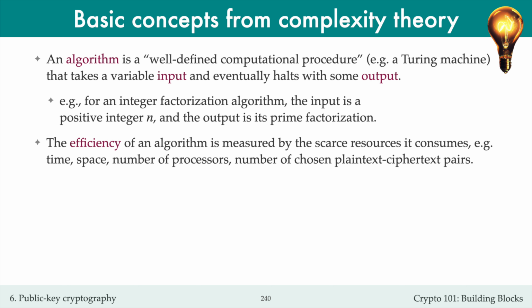The efficiency of an algorithm is measured by the scarce resources it consumes. Usually, we measure time, but sometimes we also measure space, the number of processors, the number of chosen plaintext ciphertext pairs, and so on. In today's lecture, the measure of efficiency will be time. Now, in general, one can expect that the bigger the input to the algorithm, the longer the algorithm will take. And so, we should measure the efficiency of an algorithm in terms of how large the input is.